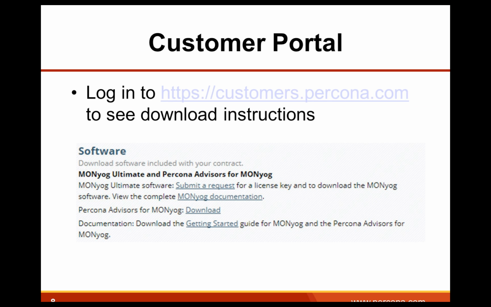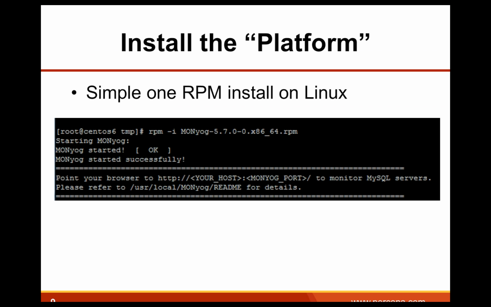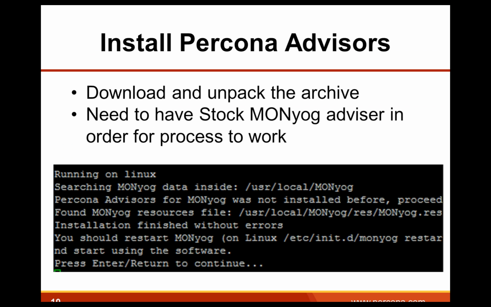After you install MONyog, which is done on Linux by very simply installing a single RPM command, or obviously if you happen to run Windows, you can use their Windows installer, you should also install their Percona advisors, which is done by downloading and unpacking an archive. Now, what is important here is that for this installation process to complete successfully, you need to have a stock MONyog advisor configuration. If you have done a significant customization, then it may conflict with Percona customizations, and this process may not work.